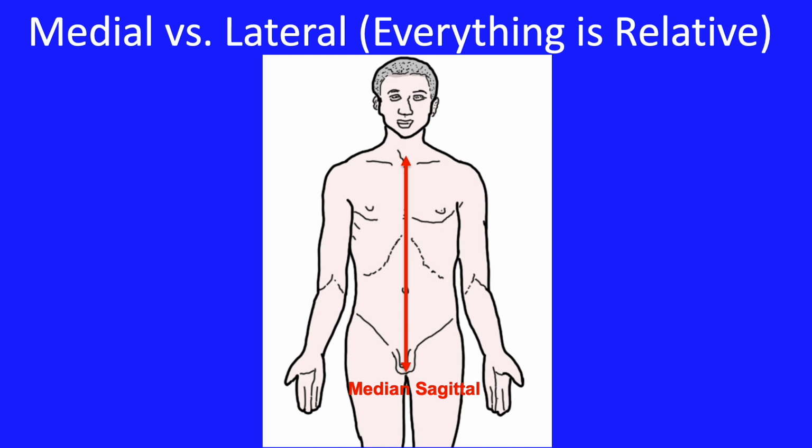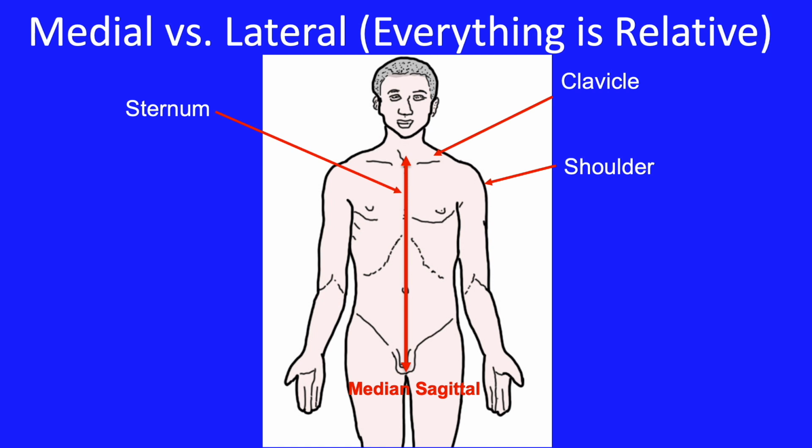For example, the clavicle is medial to the shoulder, which is lateral to the clavicle. The sternum, however, will be medial to the clavicle. In brief, the position of all structures will be relative to one another, keeping the median sagittal plane fixed.